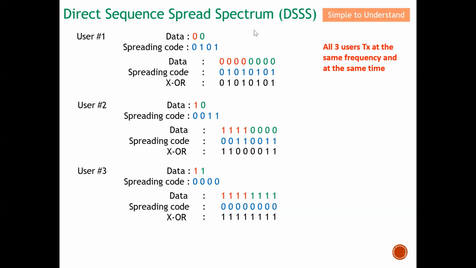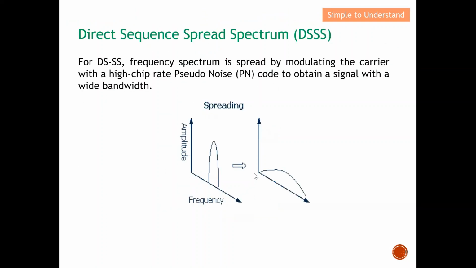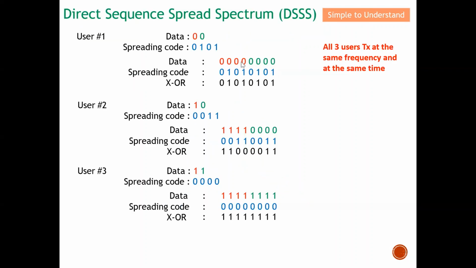Okay, you can also see over here, user 1 actually has only 2 bits of data, but now they actually send 8 bits of data. So this is what we have described earlier on. Instead of 2 bits, they actually spread to 8 bits of data, which means that they require more bandwidth to send this data over. So this is the meaning.